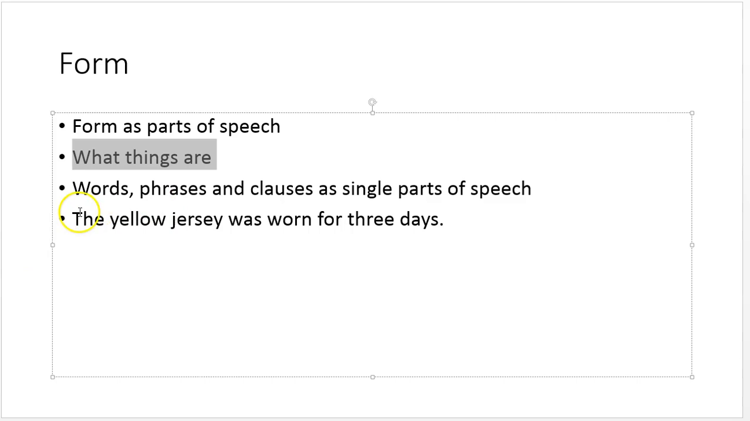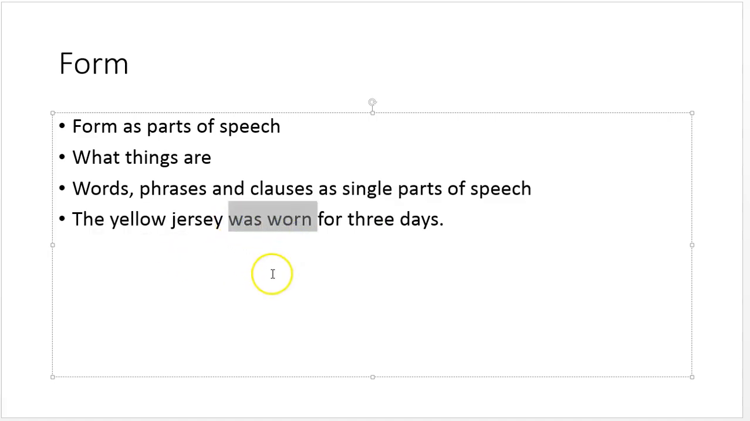But if you look at this sentence, The yellow jersey was worn for 3 days. Now, the yellow jersey in your head is really one thing. That's a noun phrase. You don't think of this as 3 separate words in your brain. If you do, you got a weird brain, and that's okay. But most of you probably don't. You probably think of the yellow jersey as a single item. That's a noun phrase functioning as the subject. Okay? So it's a noun, really. It's a noun phrase, and it's really a noun, but what is it doing? It's functioning as a subject.